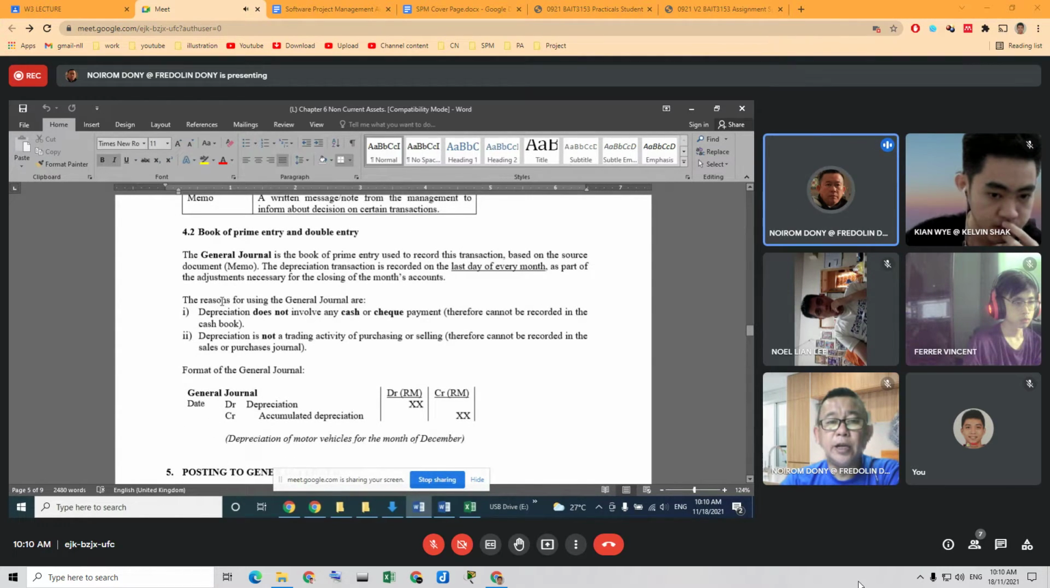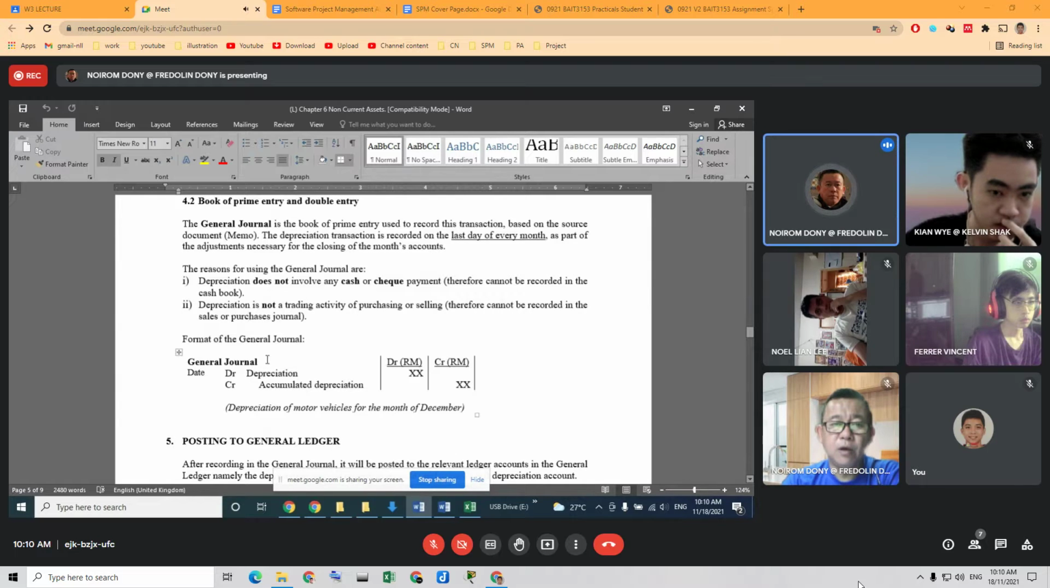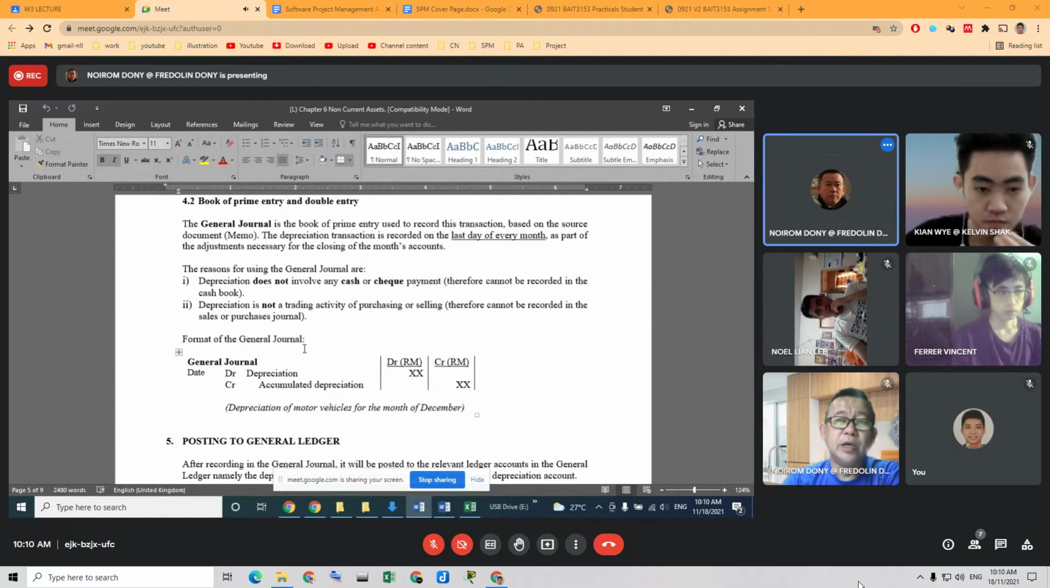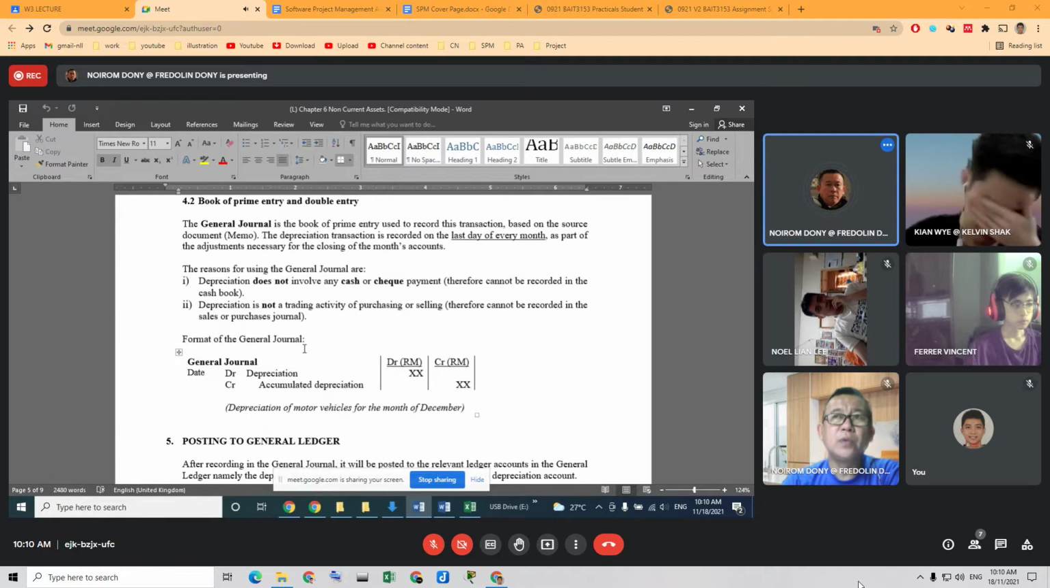And then the format of the general journal. The general journal is like a journal entry, but a journal entry is not a prime entry. Can you distinguish that? A journal entry is only explaining, like what I've said to you before, the account to be debited and the account to be credited. And normally the question will ask for this for the purpose of examining your knowledge of debit and credit.